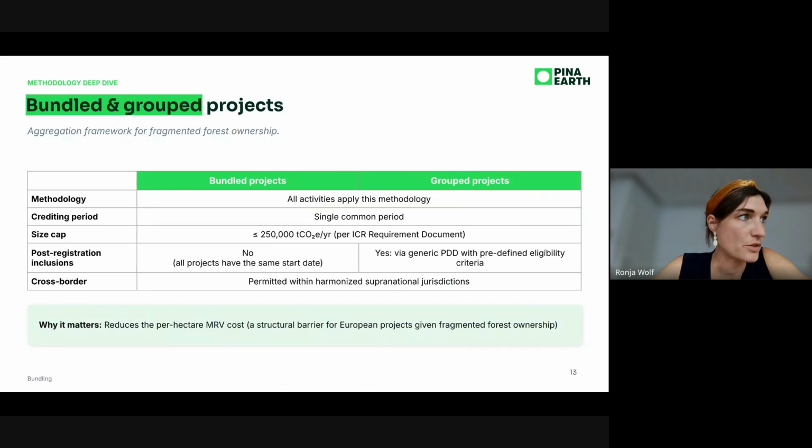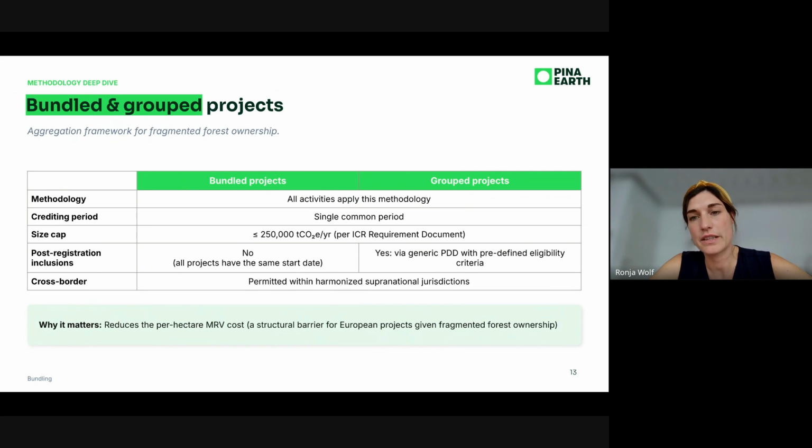Next, we introduced bundling or grouping of projects. That's rather on a formality side. What we're trying to solve with this is that we have a very fragmented forest structure in European forests in general, but especially also for the two countries where we now introduced the country module, Austria and Switzerland. Germany would apply the same.